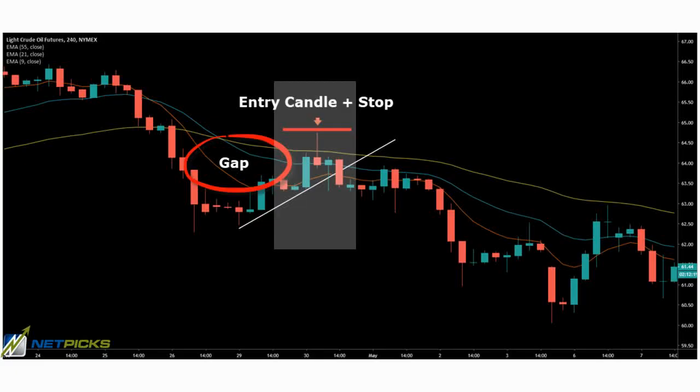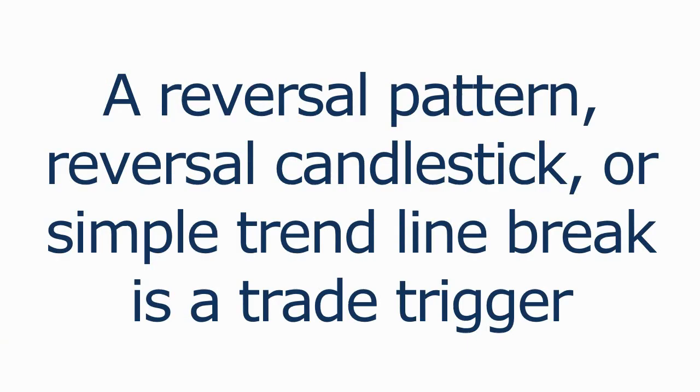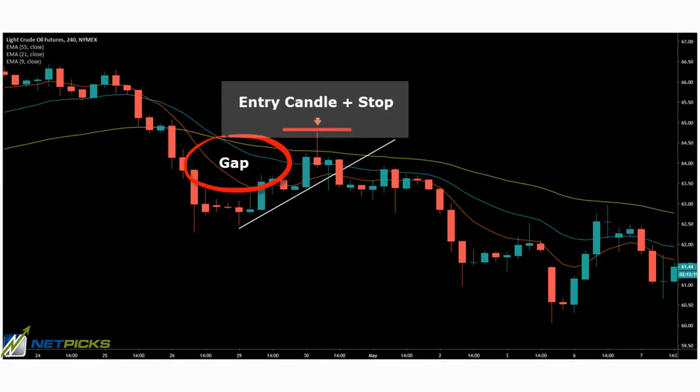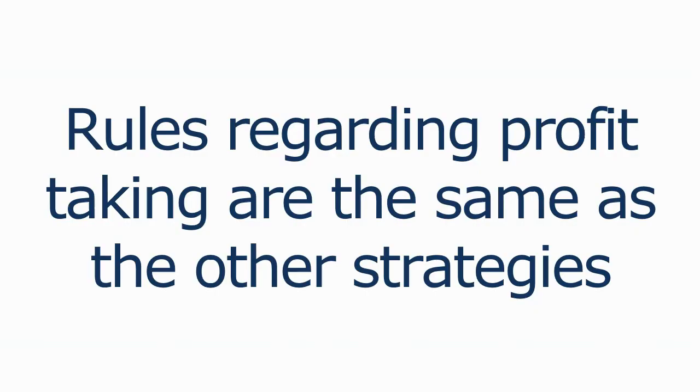And this is where continuation trades are going to come into play. Price pulled back into the 21 and the 9 EMA zone. A reversal pattern, a reversal candlestick, or simple trend line breaks is a trade trigger. Stops can go above the last high candlestick. And rules regarding profit taking are the same as the other strategies I just mentioned.